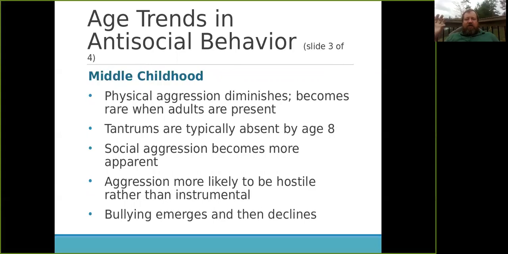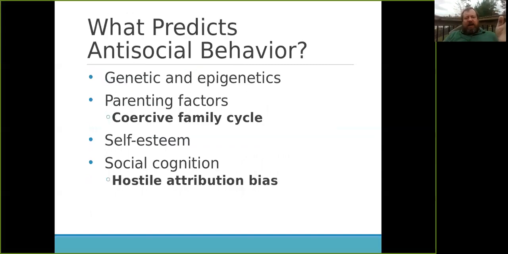By middle childhood, we see a drop in physical aggression, and especially if there are adults around it becomes exceedingly rare. We see more emotional control, so we don't see that expressive aggression coming from tantrums. We see more social aggression, more relational aggression. It's more likely to be hostile than it is instrumental. Instrumental aggression doesn't completely go away, remember that, but it really drops down. And we see overall this emergence of bullying as we transition into the elementary school years, and then a decline as children transition into adolescence.